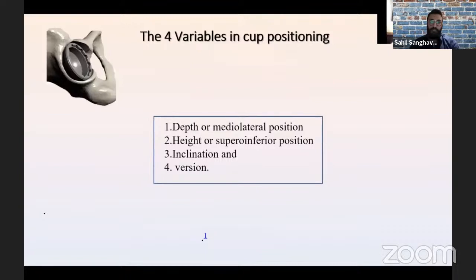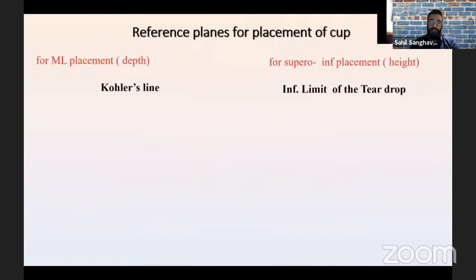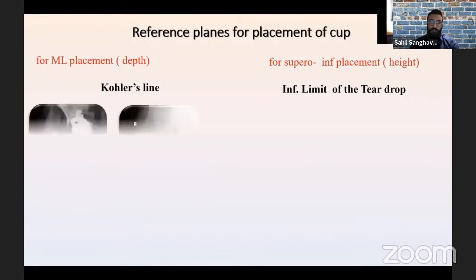But what people are not very familiar with is what are the indices that we use to gauge all these variables. So with the first 2 variables, for medial lateral placement, otherwise called depth, the index that we use is the Köhler's line. So anything that we say is either too deep or too superficial is in reference to the Köhler's line. And when we talk about supero-inferior placement or the height, the landmark that we use is the inferior limit of the teardrop, to say the cup is high or low or whatever. So these are the indices that one uses in reference for these terminologies.